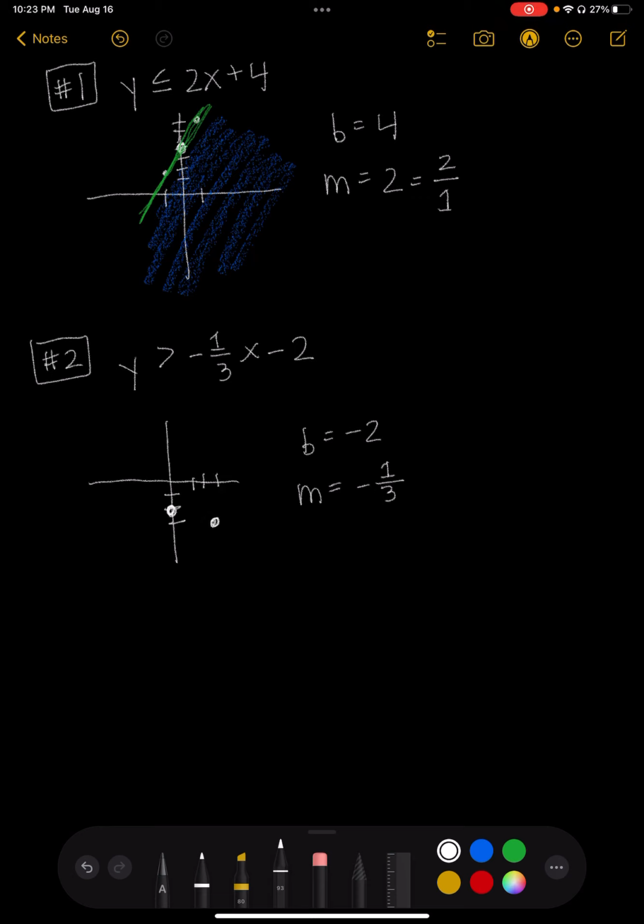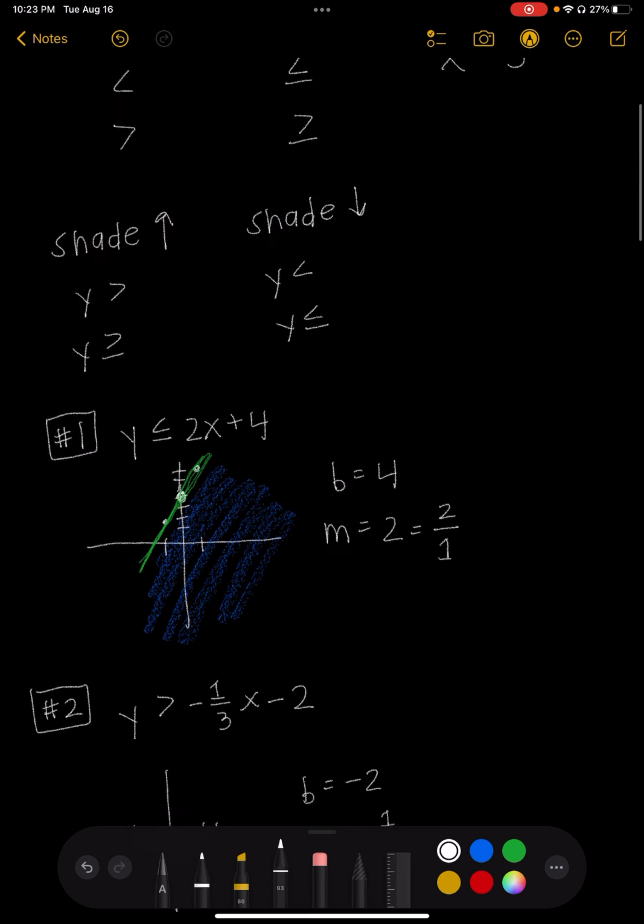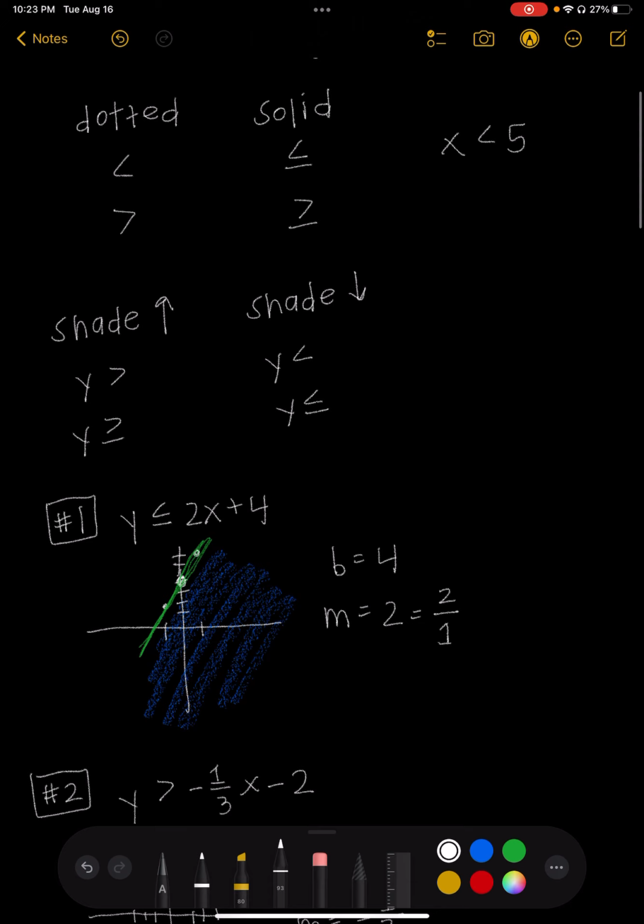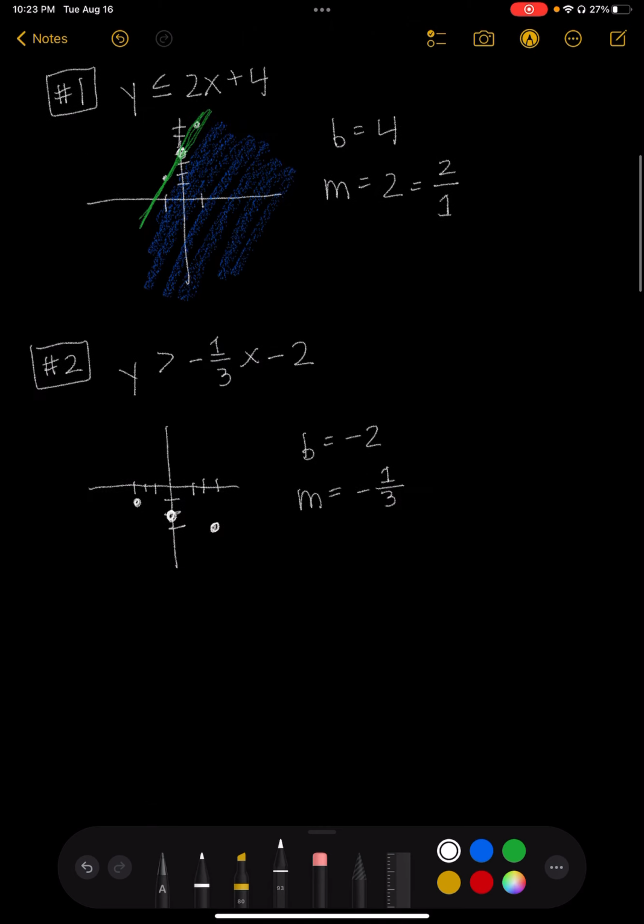I could also go backwards. I could go up 1 and backwards 3 to keep that line going in the opposite direction as well. So now we're going to go back to our rules. I'm going to scroll up here a little bit. We know that our example is a greater than sign. So the greater than sign is in the dotted section of the dotted versus solid, and it's in the shade above section of the shade above or below.